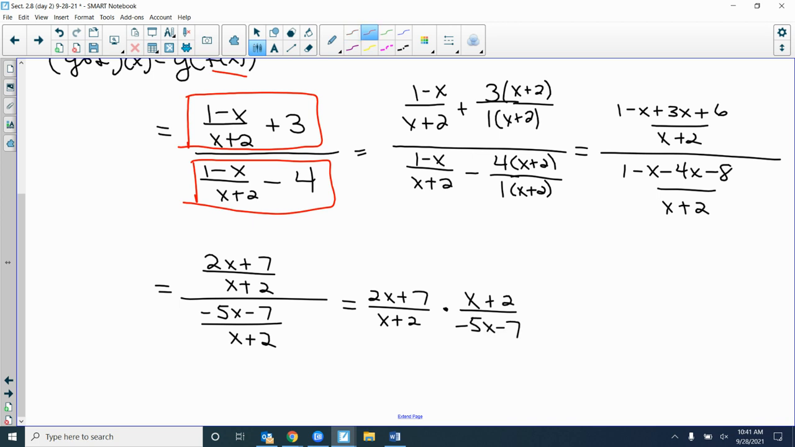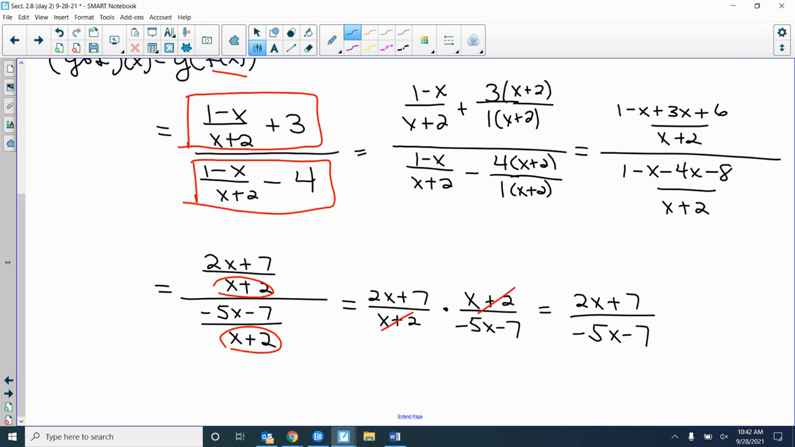Now, you'll notice when we do the keep, change, flip, and some of you might get pretty proficient at it and recognize that if those two denominators are the same, what's going to end up happening to them? Cancel. So they cancel. And what am I left with here? If they don't cancel, you got a FOIL. We don't. Hopefully that doesn't happen. But I end up with 2x plus 7 over negative 5x minus 7.